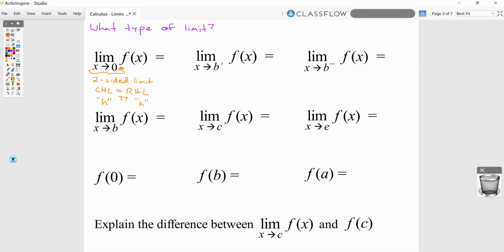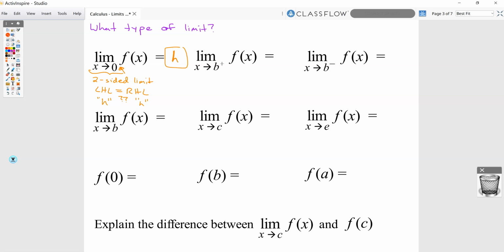So if my left-hand limit is h and my right-hand limit is h, then that means the two-sided limit should equal h. So the answer to this question should be h. The left and the right approach the same number, h. All right, see if you can do the next one.